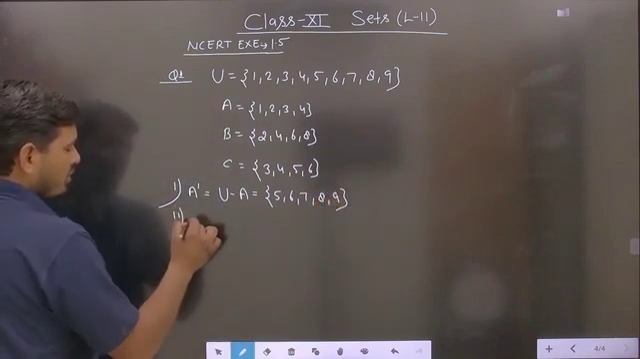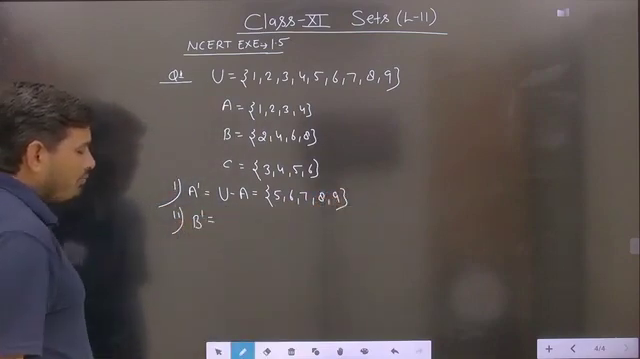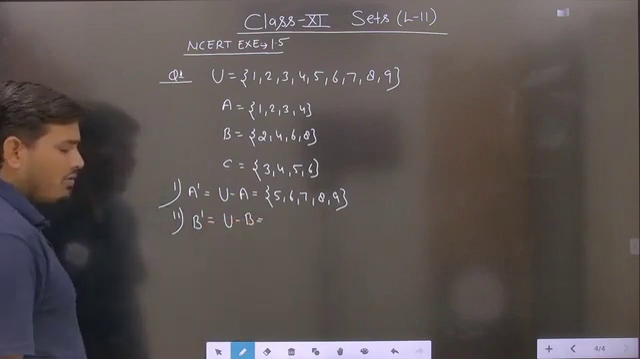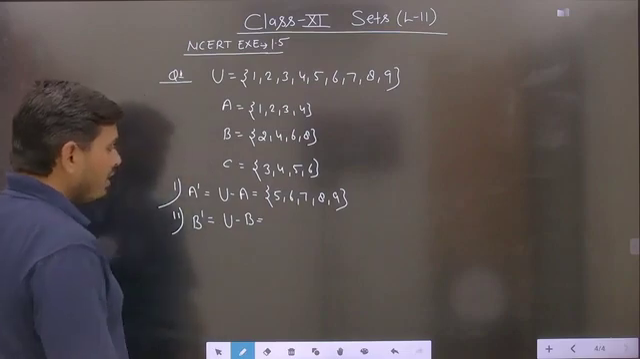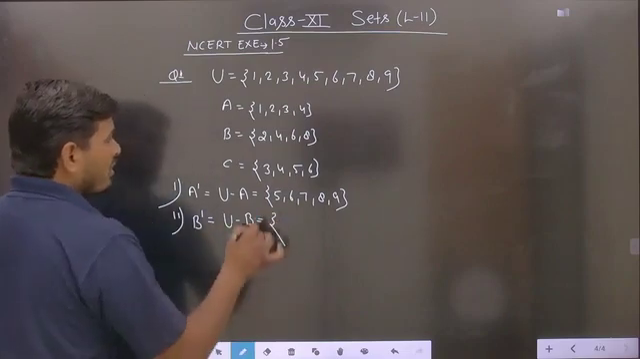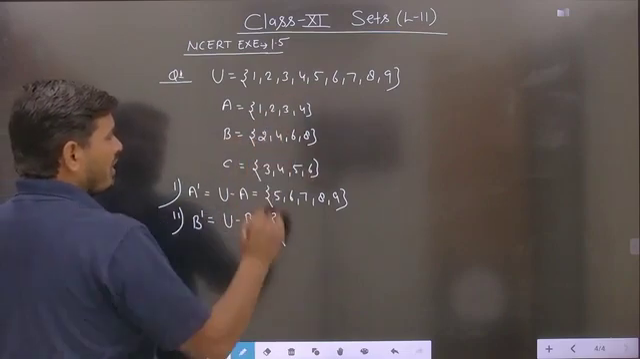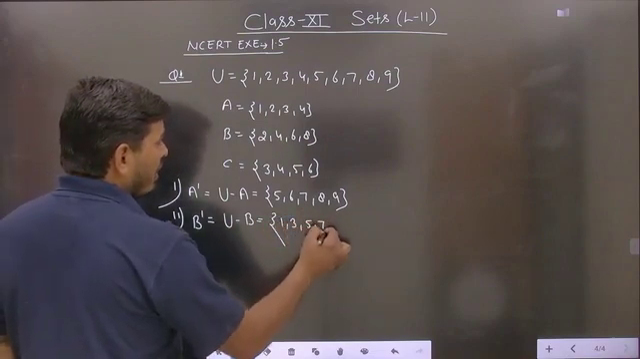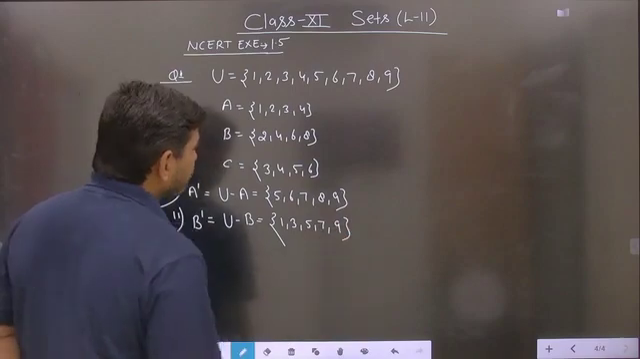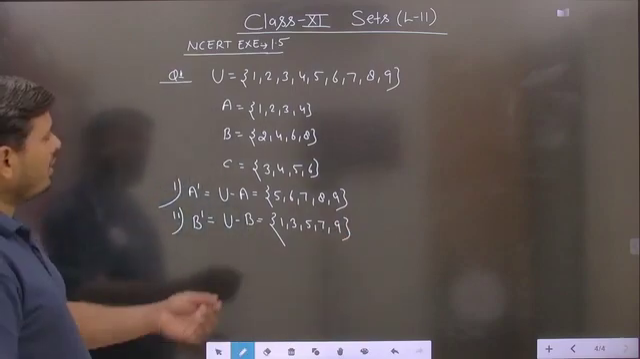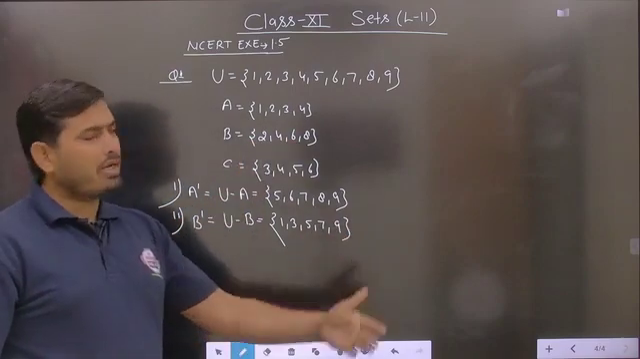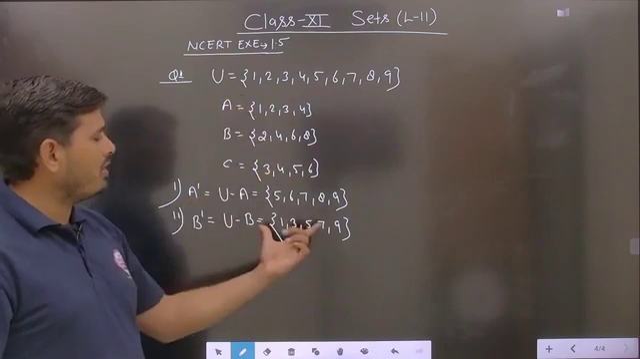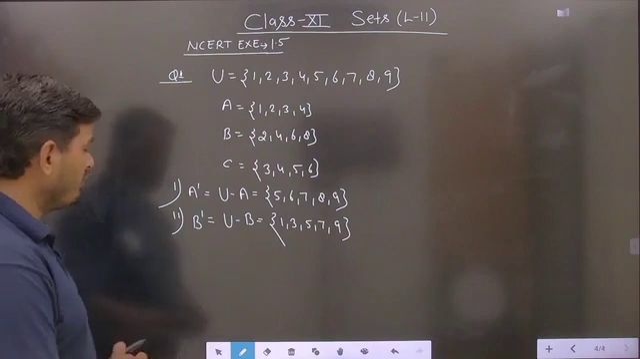The next question is to calculate B dash. B dash is written as U minus B, and in U minus B, students, all the elements of B are subtracted. So we will write only 1 3 5 7 and 9. Is it clear? Because here all the even numbers 2 4 6 8 are written, and when we subtract these even numbers, you get all the odd numbers from the universal set.